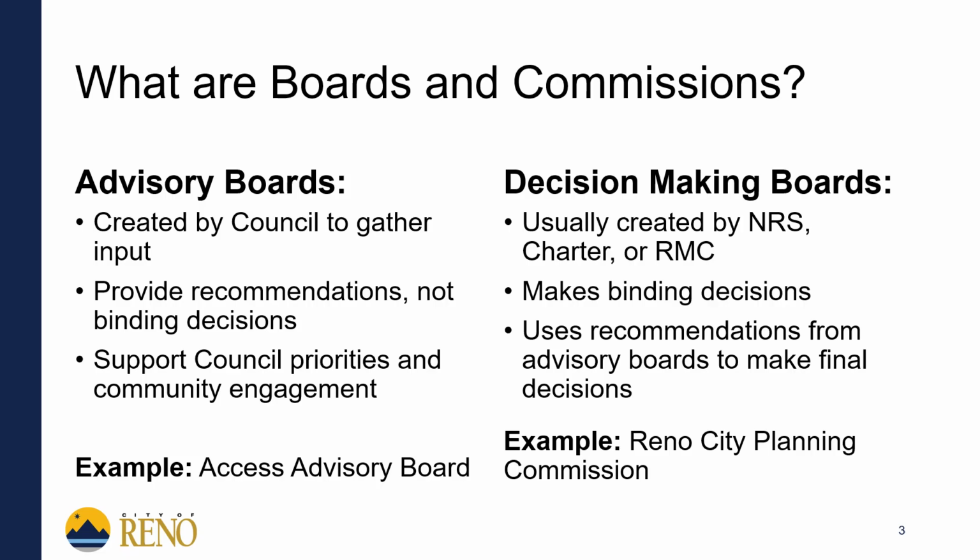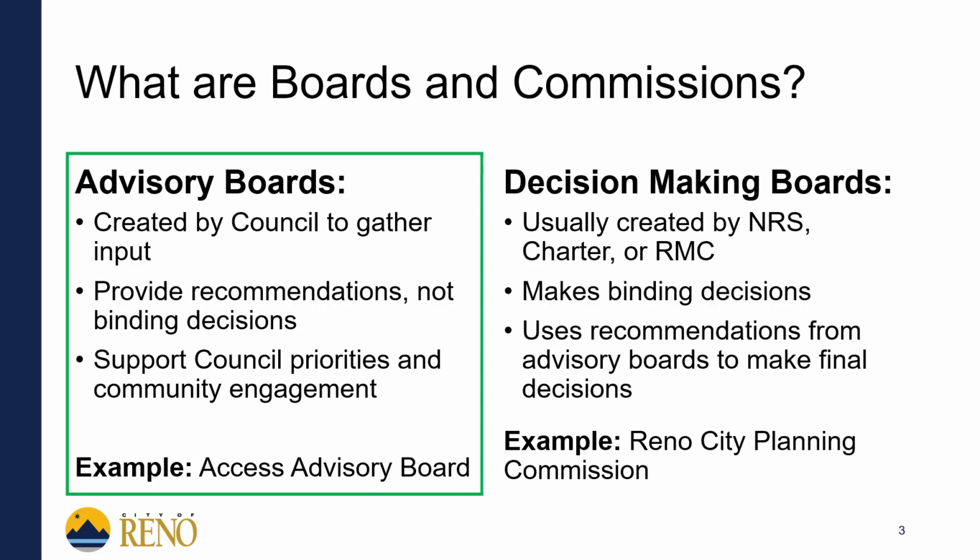The second category our boards fall into is decision-making boards. These are boards that are usually created by the Nevada Revised Statutes, or NRS, or the Reno City Charter. These boards are distinct from advisory boards in that they have final decision-making authority. These decision-making boards often use the input gathered by the advisory boards to help inform their decisions. The majority of the boards which were impacted by the changes in this resolution are advisory boards, not decision-making boards.